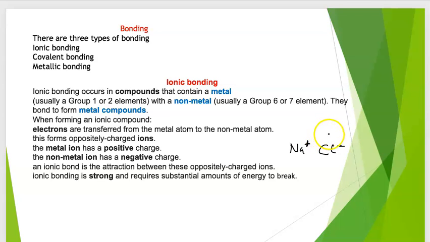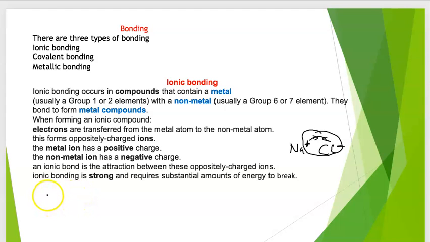Remember that positive and negative charges attract, so there will be an attraction between this positive charge from sodium and the negative charge from chlorine. It is this electrostatic attraction between the positive charge and the negative charge that is called ionic bonding. So ionic bonding is the electrostatic attraction between the oppositely charged ions of metal and non-metal.